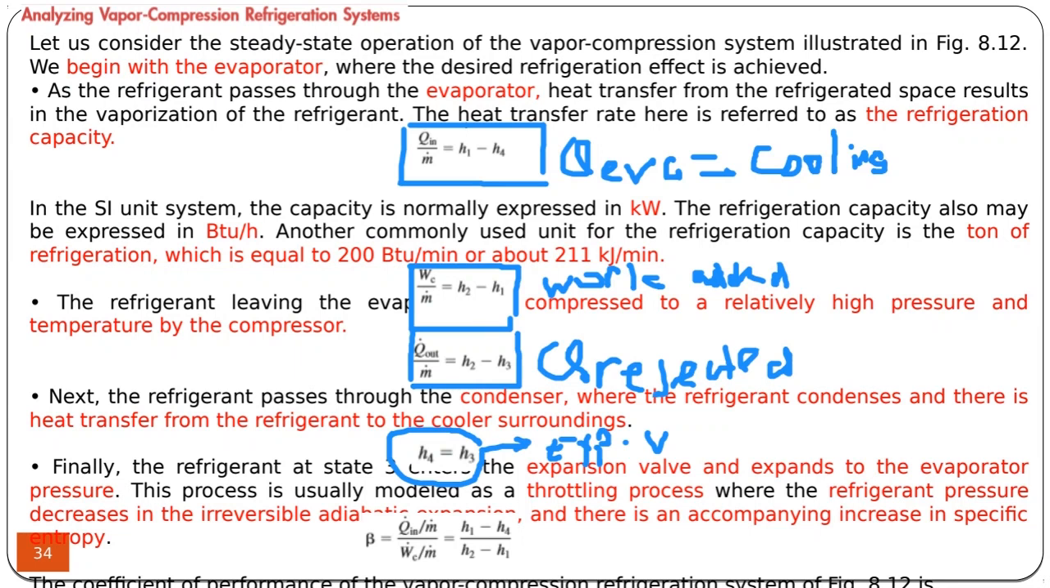So the beta, which is the coefficient of performance of a refrigeration system, can be written as output divided by input. And for a refrigeration system, output is always the Q in, the cooling heat, divided by the work added in the compressor. So here we have cooling divided by the compressor work.